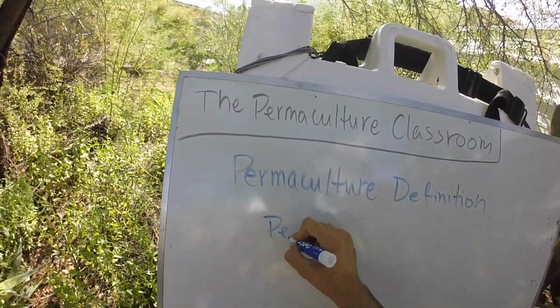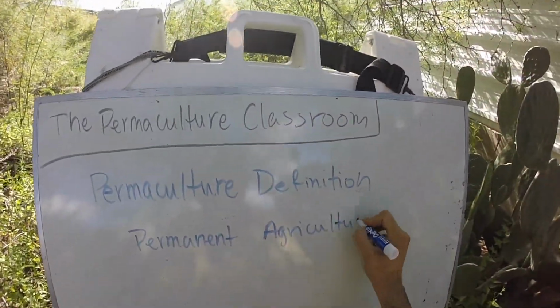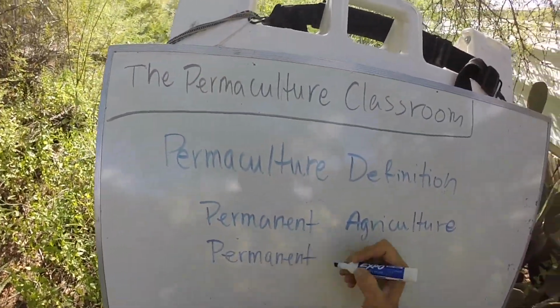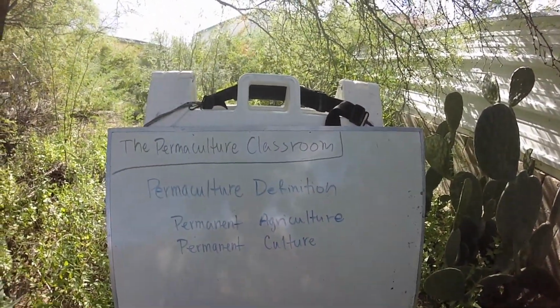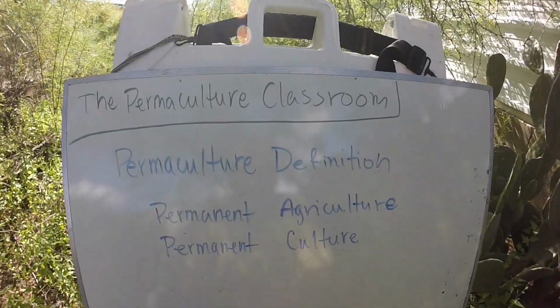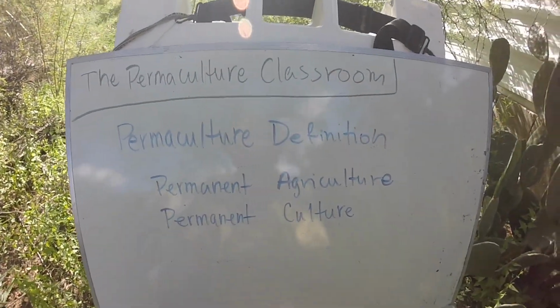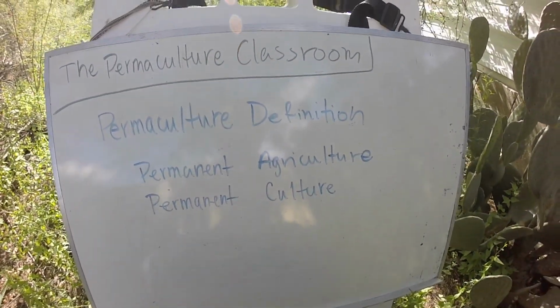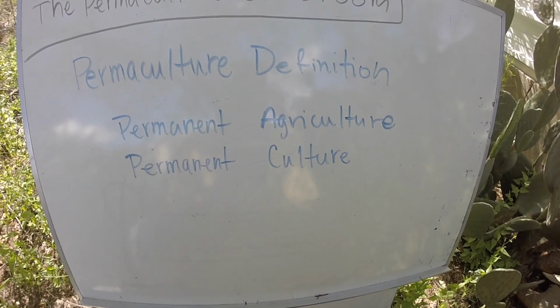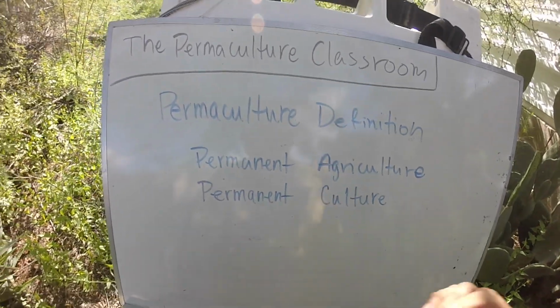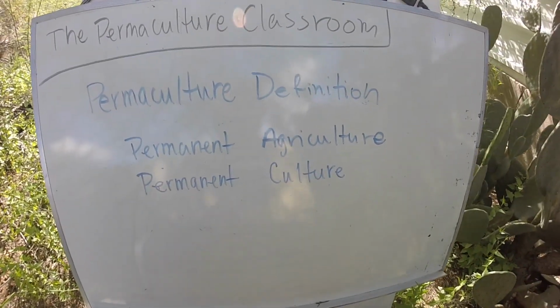Today we're going to be talking about permaculture design. We're going to define permaculture. Permaculture is a contraction of the words permanent and agriculture, and permanent culture. Permaculture is a way to live sustainably in a region for many generations, taking care of people and taking care of the environment at the same time.